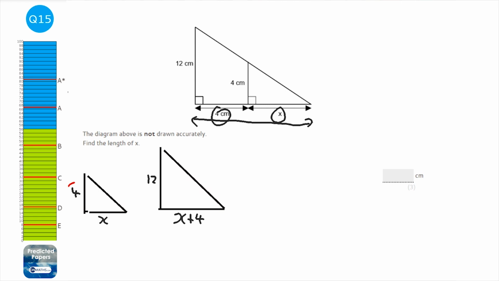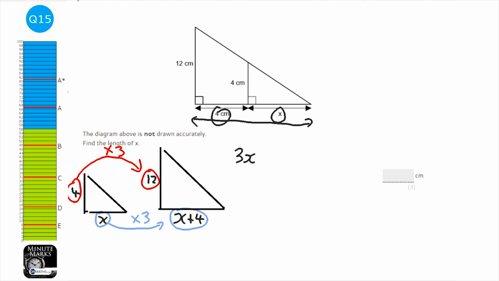So, first thing to do with similarity questions is work out what the scale factor is. The scale factor, to get from 4 to 12, we times by 3. The scale factor is 3. So, we know that we are going to times that by 3, and it will equal x plus 4. So 3x, 3 times the x equals x plus 4.